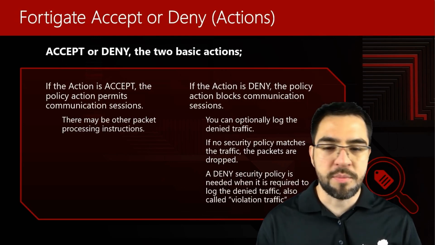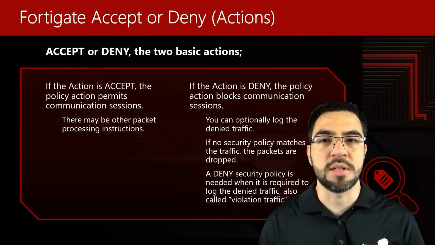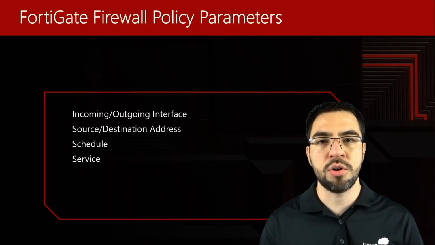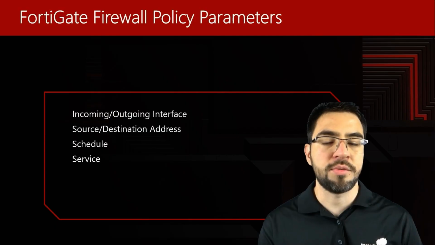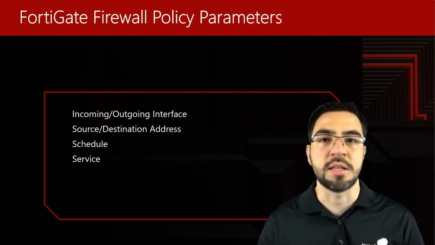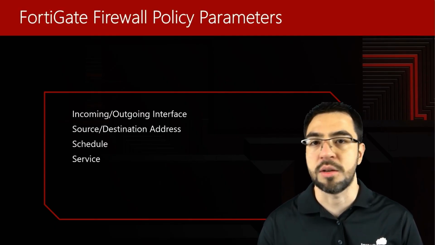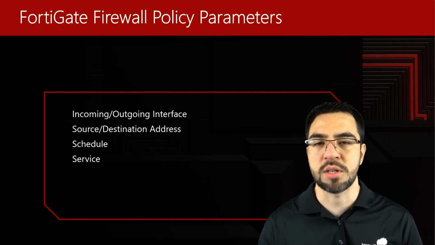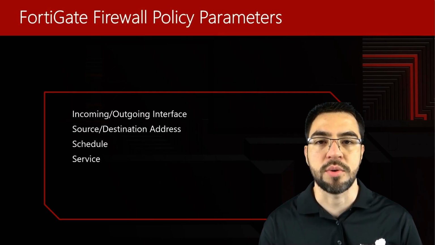So depending on the actions that we take, the behavior and the configuration of our policy is going to be different. So we are just going to glance at each of the key elements of a policy: the incoming and outgoing interfaces, and what things we need to keep in mind for those, the source, the schedule, and obviously the services, which are really important.